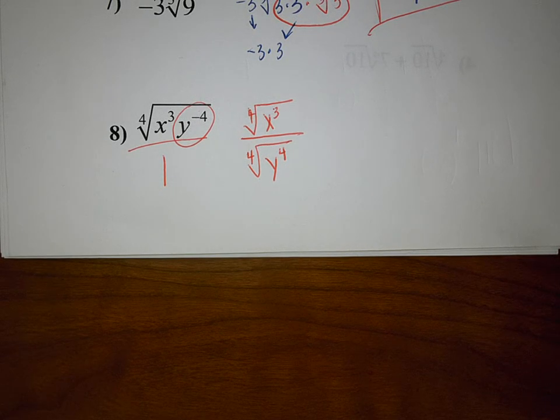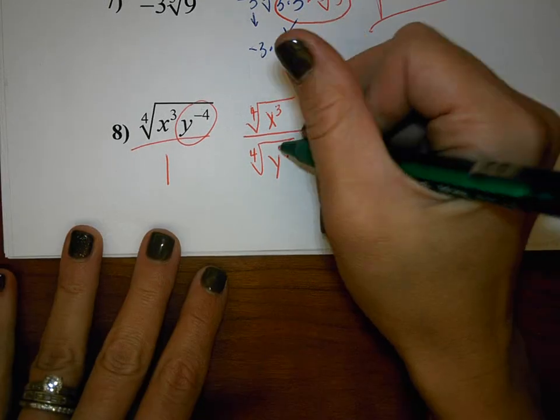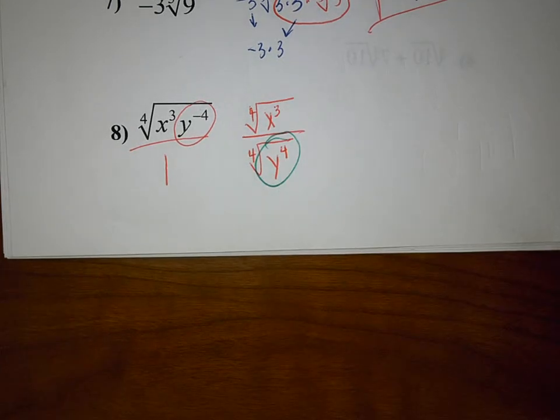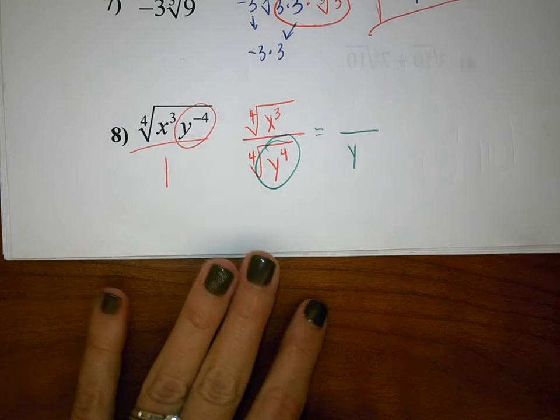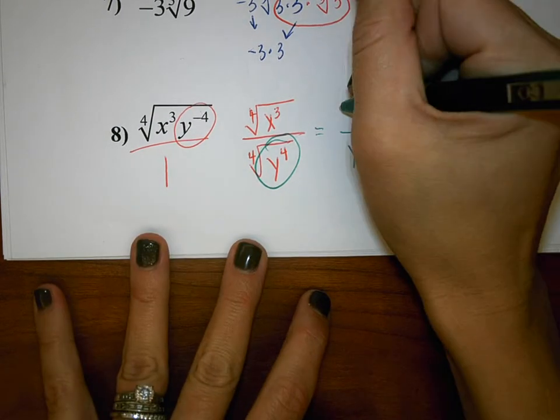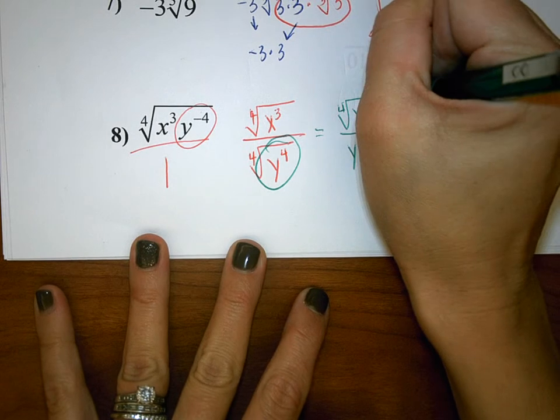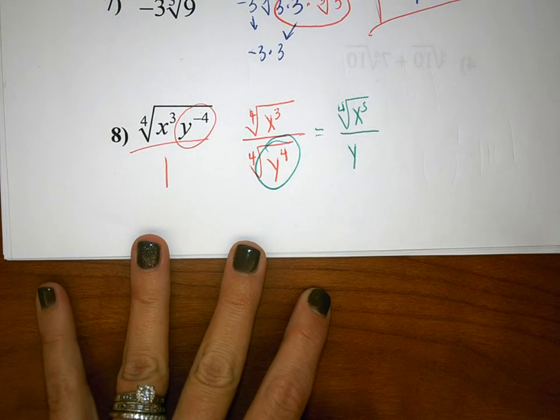See that now. How many do you need for a group on this? 4. How many do I have? 4. So I have one group, right? Yeah. So when that comes out, what does it become? Y. And then can I take any x's out? No. So we just have the fourth root of x cubed on the top. And nothing simplifies, that's your answer.